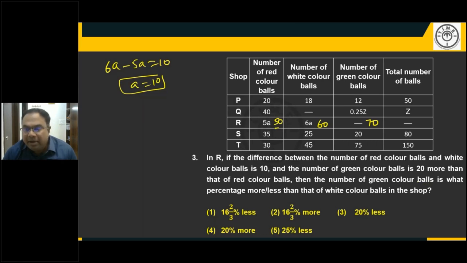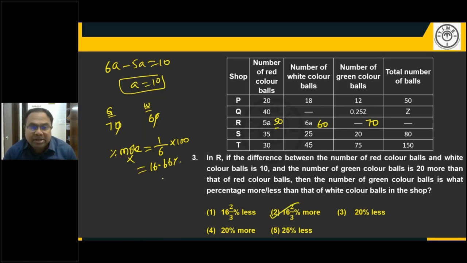Number of green color balls is what percentage more or less than white color balls? Green color ball 70, white color ball 60. You can ignore 0. So it is what percentage more? Percentage more, difference by the lesser value, 6, into 100. So it has to be 16.66% more. It's very good. Both options are there. You have to be careful. 16.66%, or we can say 16 2 by 3% more.